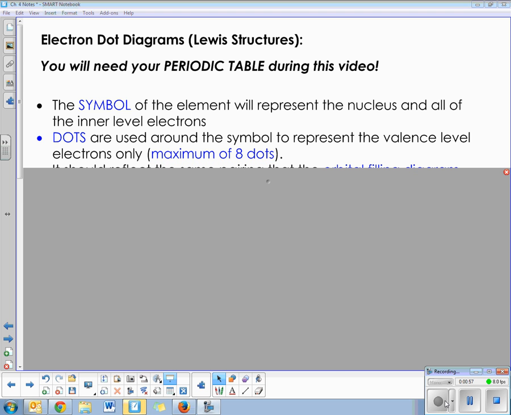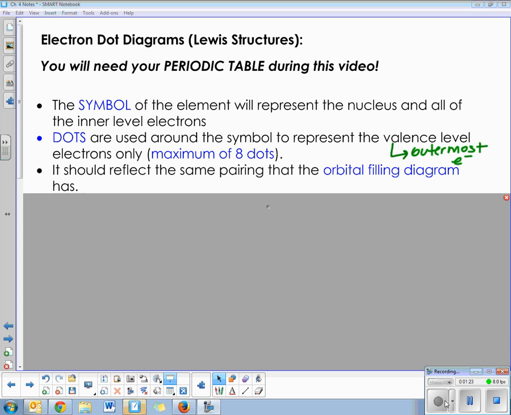So let's make a note of that. Valence are outermost electrons. So the furthest energy level away from your nucleus, this is just going to show us dots for how many electrons are there. The maximum you'll ever see is 8. We'll talk about why and all that later on. For right now, you just need to know that 8 is the most. Okay, so this is going to reflect the same pairing as in the orbital filling diagram. And I'll show you what I mean with that in our examples.